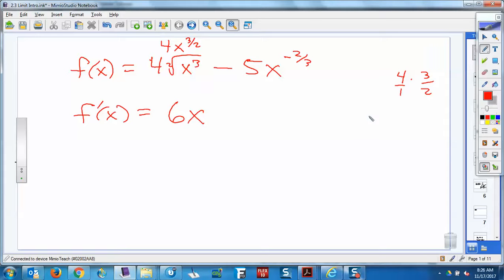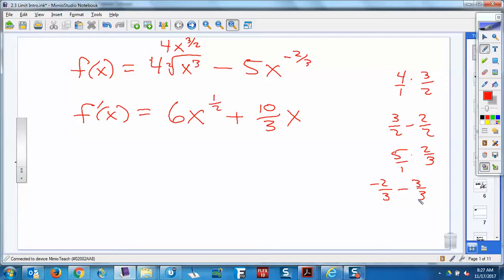X to the, you subtract 1, so 3 halves take away 2 halves, right? So that would be 1 half. And then we're going to bring that down. That's going to turn that to a positive. 5 times 2/3 is going to be 10/3. Usually we just write that as improper. That's probably a better way to do that. I don't want decimals rounded. You would definitely have to go 3 decimal places if you did that, but I think that's a bad habit to get into. Let's write it that way. And then that would be x to the negative 2/3, take away 1. So take away 3/3, so what's that?